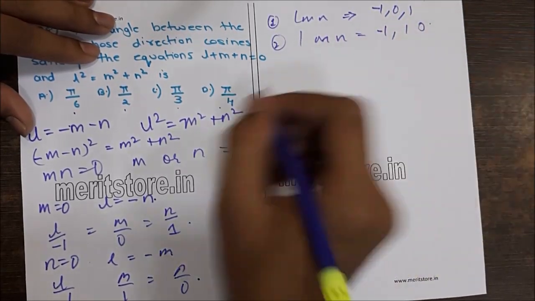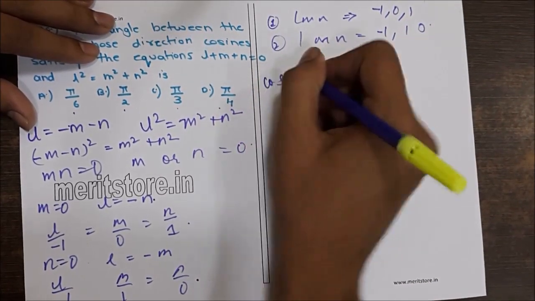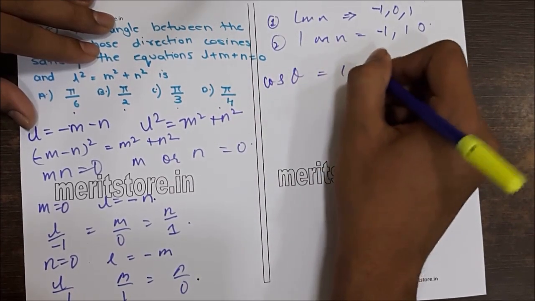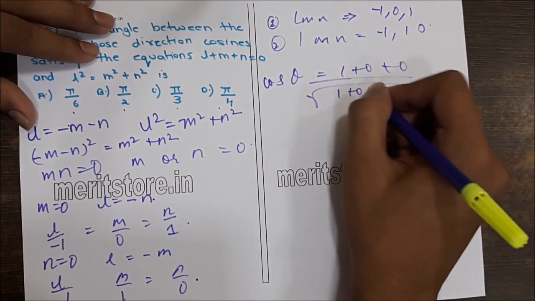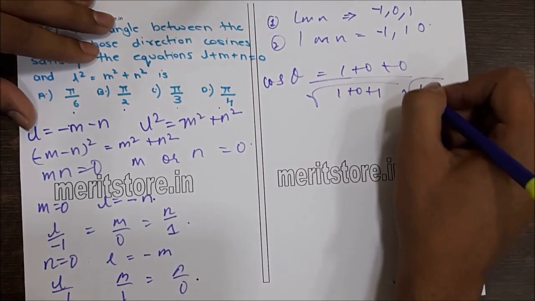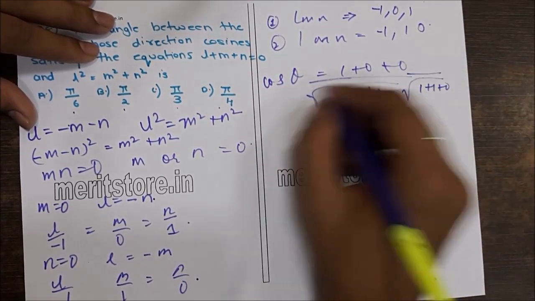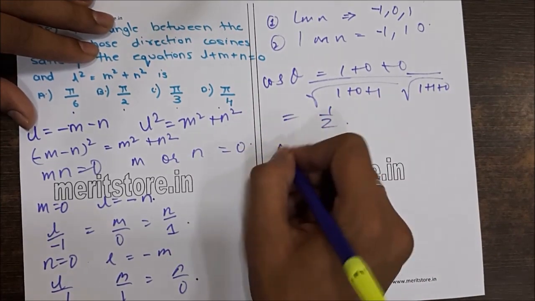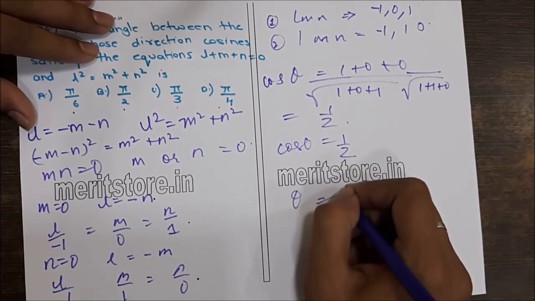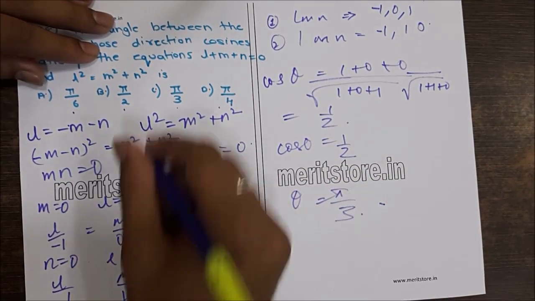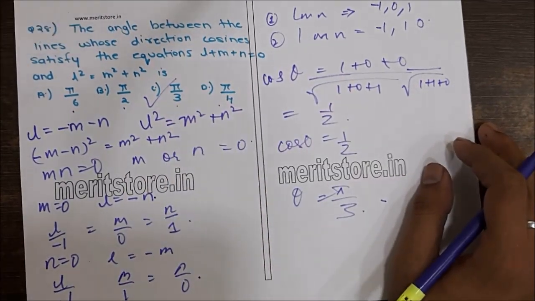So the angle between them is given by the formula we know. So cos theta would be 1 plus 0 upon root of 1 plus 0 plus 1 into root of 1 plus 1 plus 0, which is equal to 1 by 2. So we know that the value of cos theta is equal to 1 by 2. So theta would be pi by 3. So our correct answer is option C.